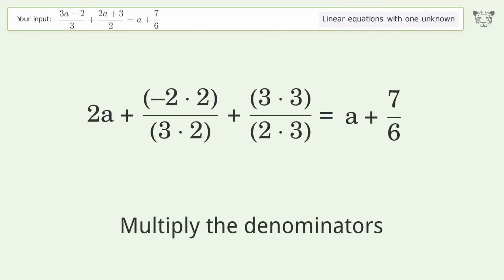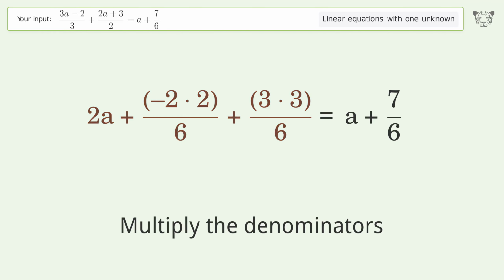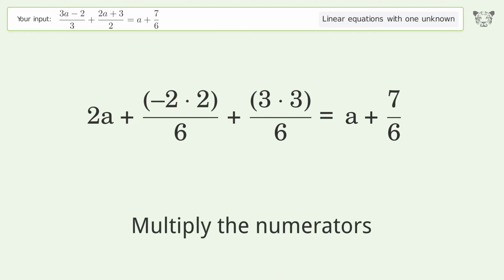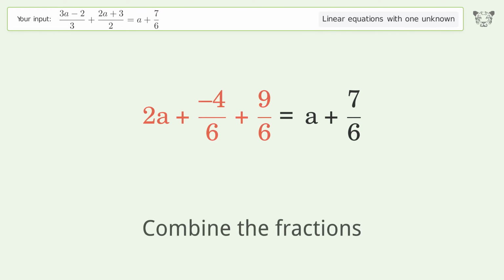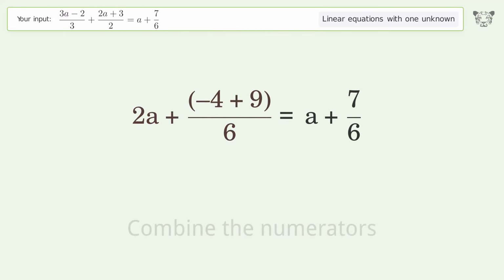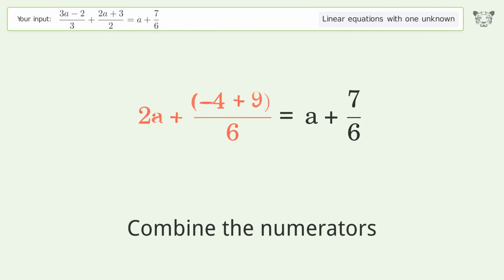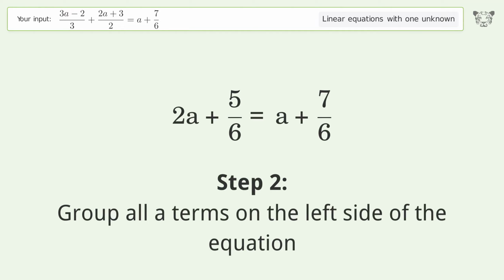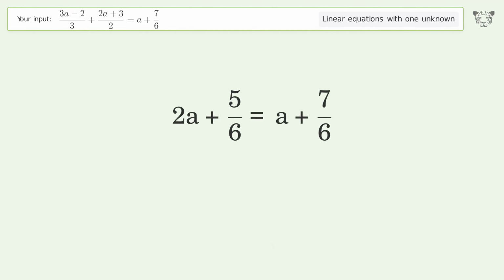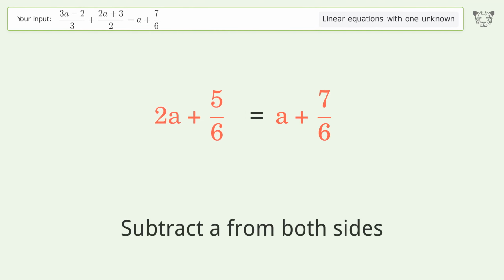Multiply the denominators. Multiply the numerators. Combine the fractions. Combine the numerators. Group all a terms on the left side of the equation. Subtract a from both sides.